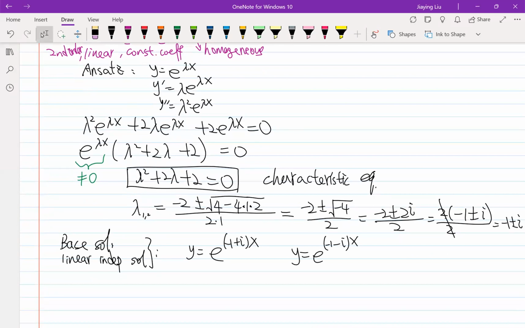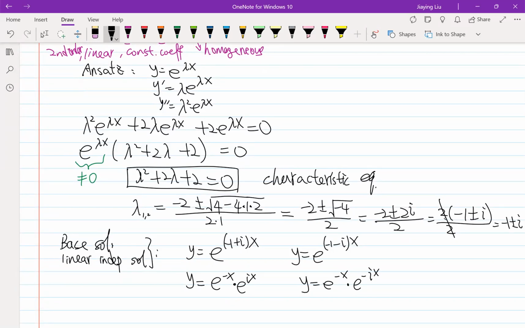We can actually rewrite this, really just distribute the x into the exponent and then rewrite it as a product of two exponential expressions. So that's going to be y equals e to the negative x times e to the ix. The second one is y equals e to the negative x times e to the negative ix. So that's just another way to put the base solution.